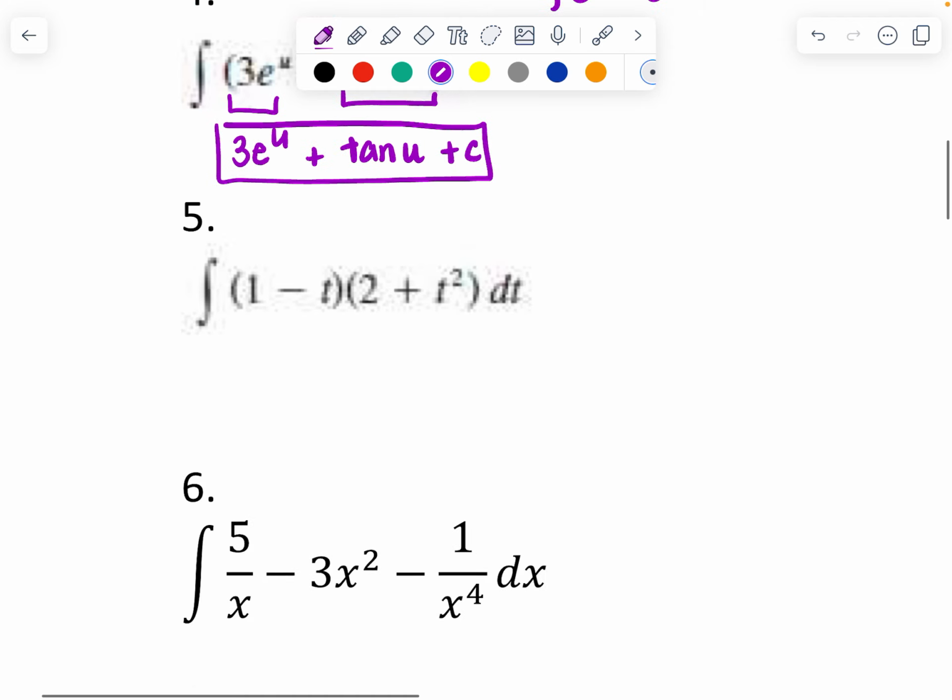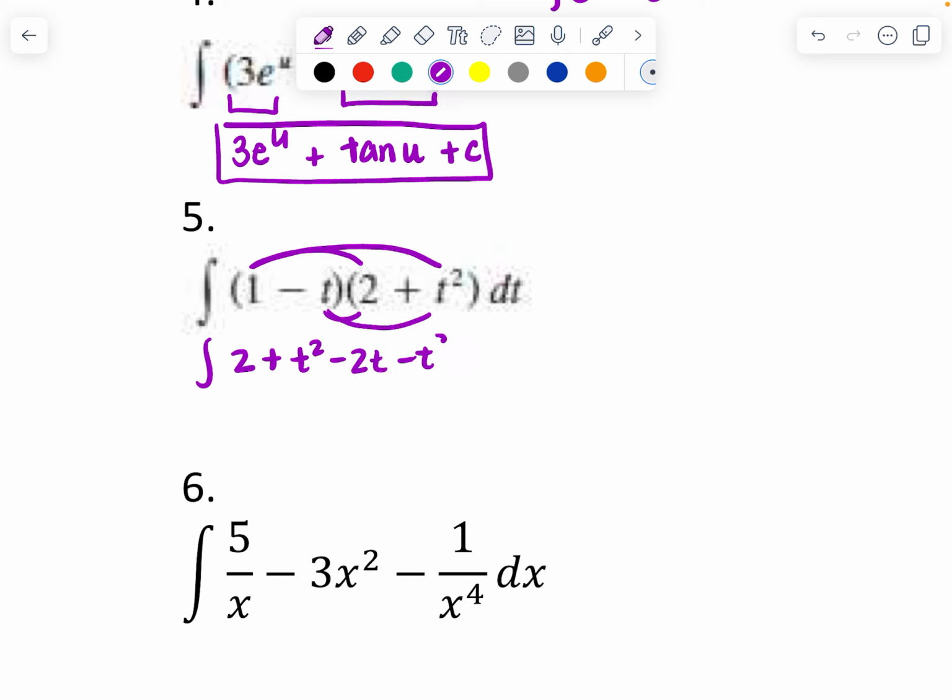Okay, number 5. So this one, we don't know how to do the way that it's written, so we're going to have to go ahead and FOIL it out. So doing a little bit of algebra here, you're going to get 2 plus t squared, minus 2t, and then minus t cubed. Now, after this, we can go ahead and integrate, right? The integral of any constant is just that constant times x, or t in this case. The integral of t squared is going to be t cubed over 3. The integral of 2t is going to be 2t squared over 2. And then the integral of t cubed is going to be t to the 4 over 4 plus c.